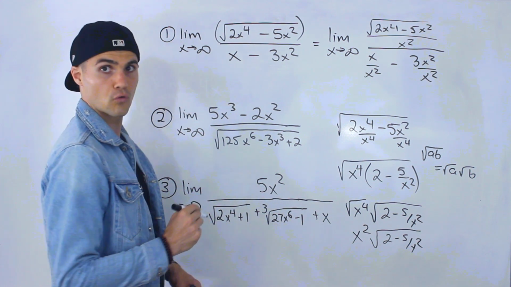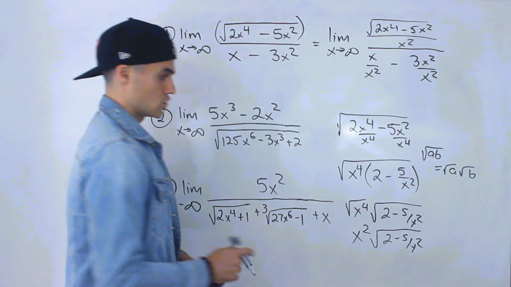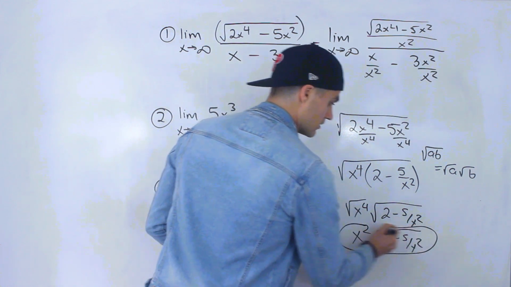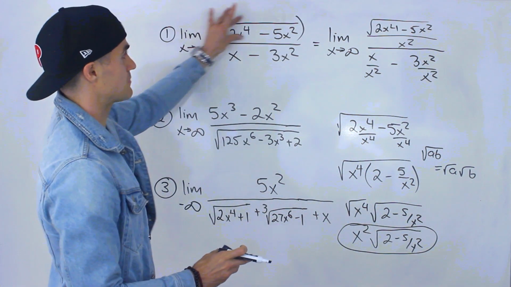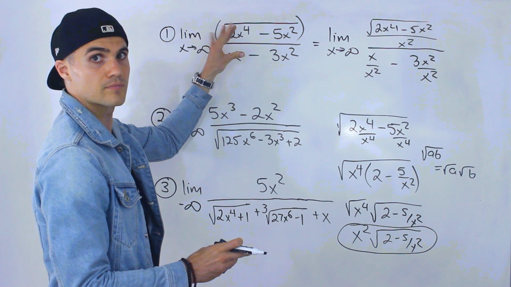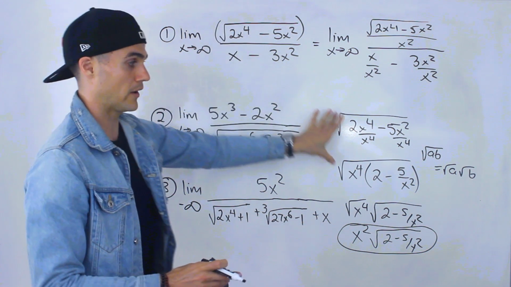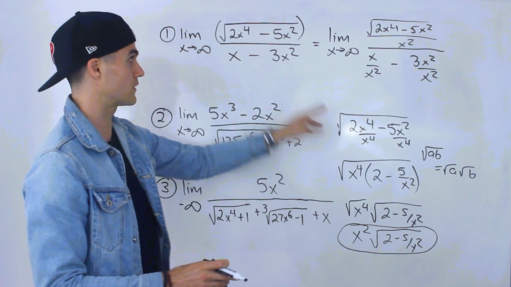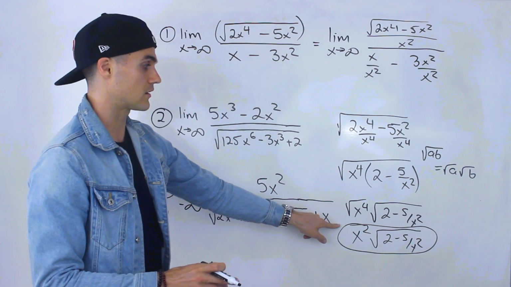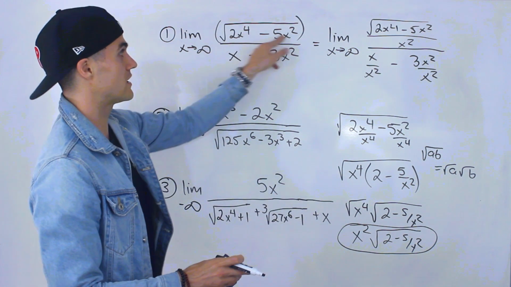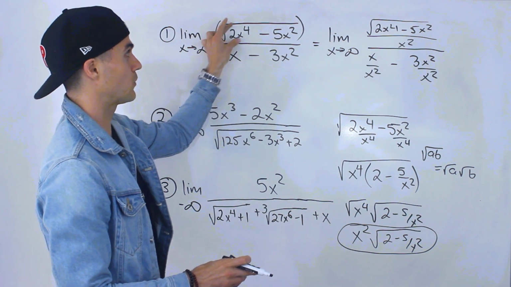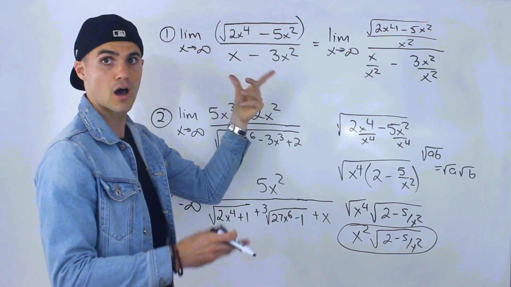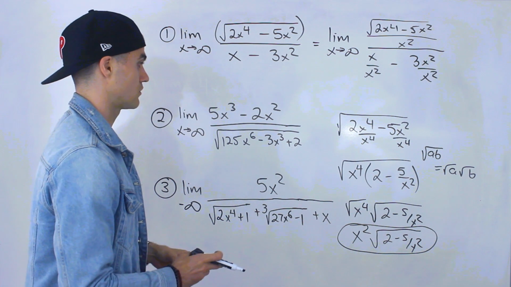2 minus 5 over x squared. So this here is the exact same thing as this. And again, I went over this in a little bit more detail in the previous video of how to go from here to here. But we were just dealing with this in the previous video.